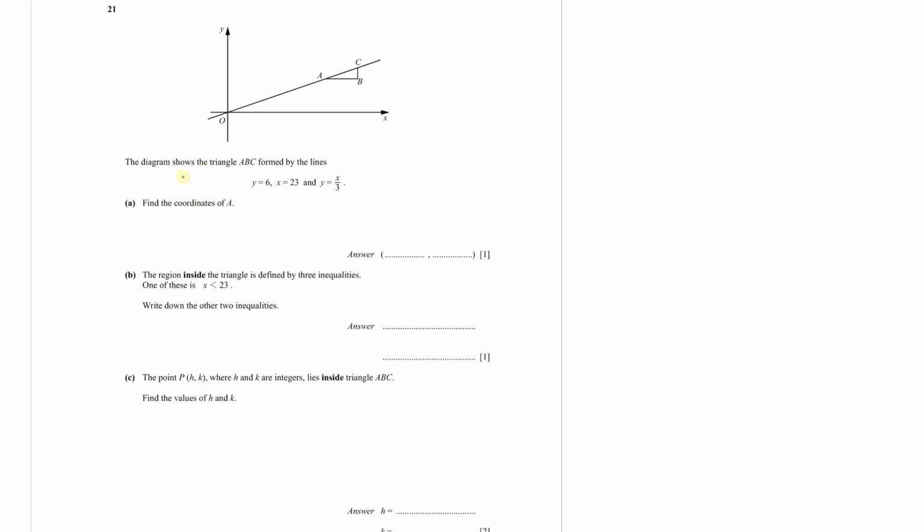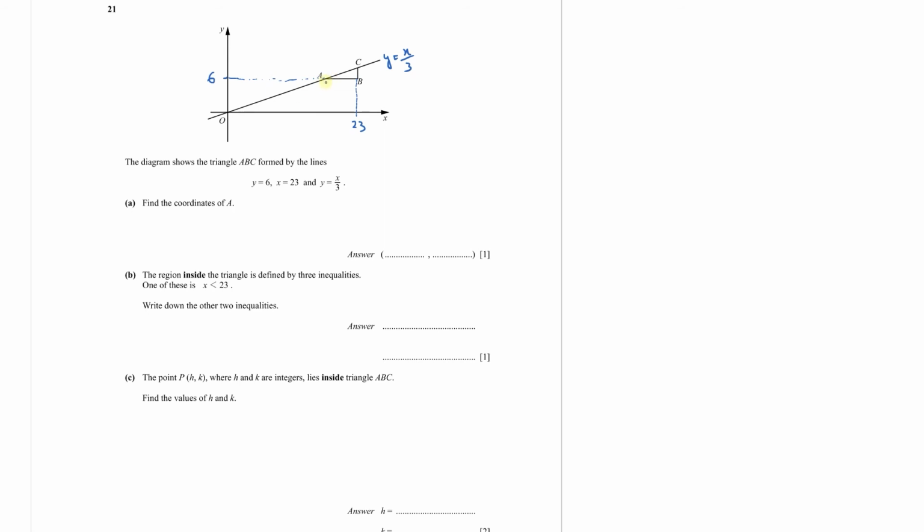Question number 21: the diagram shows the triangle ABC formed by these three lines. Part A is find the coordinates of A. If you look at these three lines, y equals 6 is this line AB, so if I extend it to the left here, it will intersect at y equals 6. And x equals 23 is this line BC, that means if I extend it below like this, it is 23. And this is y equals x over 3, this line AC.